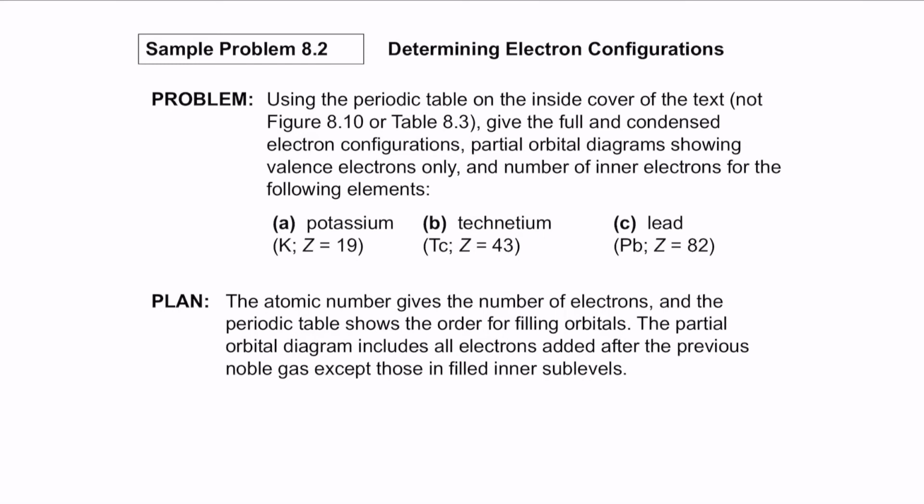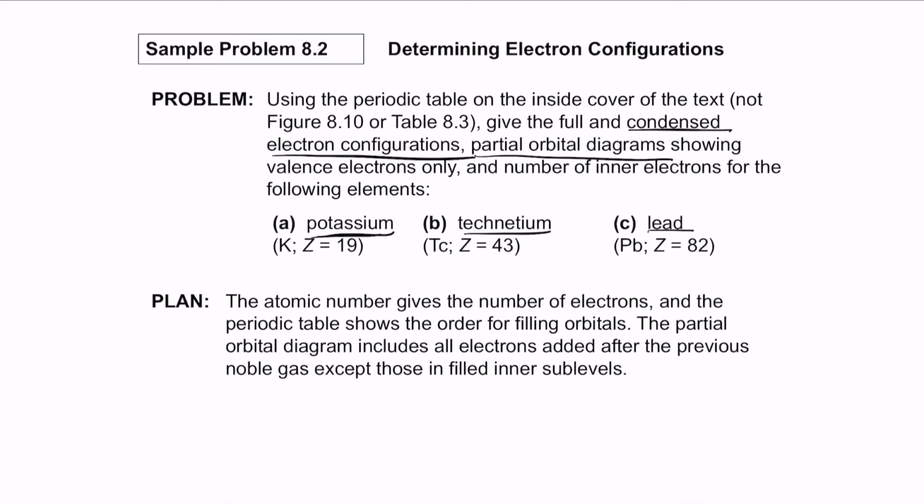So we use the periodic table in the textbook and try to write down the electronic configuration for each of these elements. They're only asking you to write the condensed electronic configuration, so you don't need to write the full one. Even if you want to, you can try writing the full electronic configuration, but try to write the partial electronic configuration and draw the partial orbital diagram.